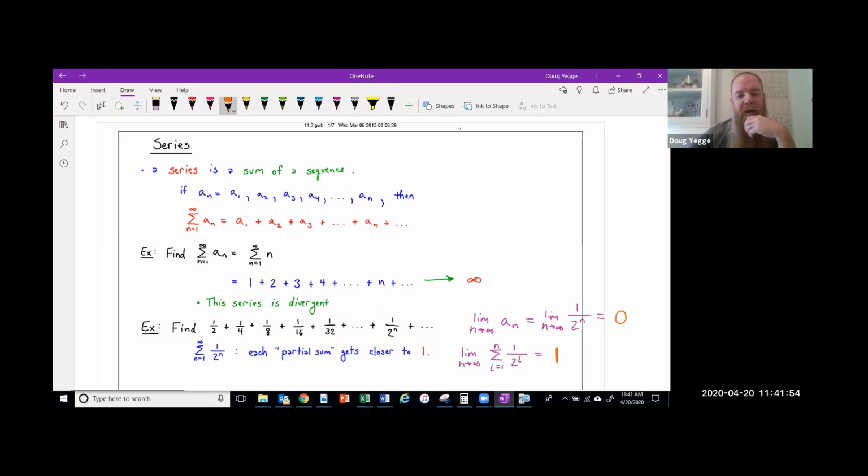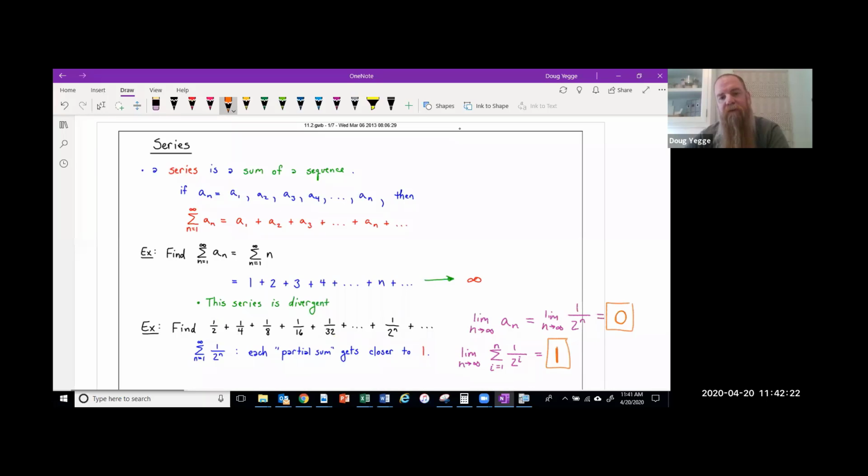Turns out that if I add 1/2 plus 1/4 plus 1/8 plus 1/16 plus 1/32, and I add up an infinite number of terms, that is going to sum to 1. Each partial sum gets closer and closer to 1. It'll never exceed 1. It'll just get closer to 1. And now I'd like you to realize the big difference between a sequence and a series.